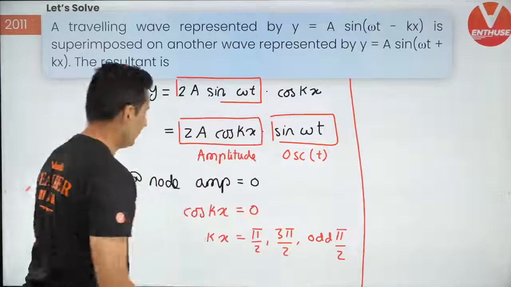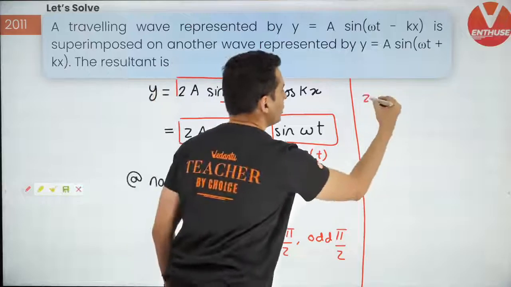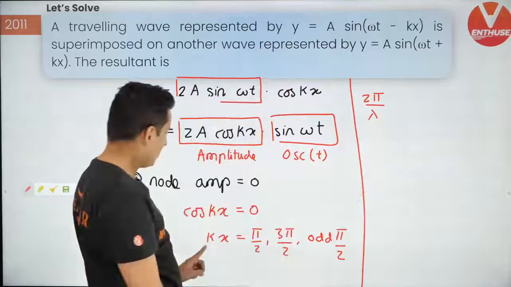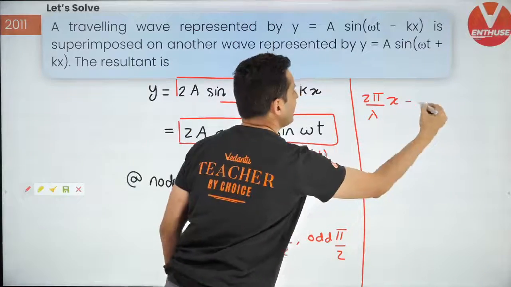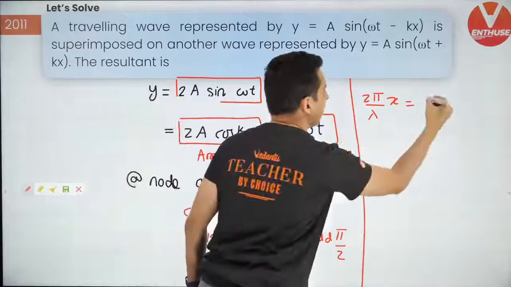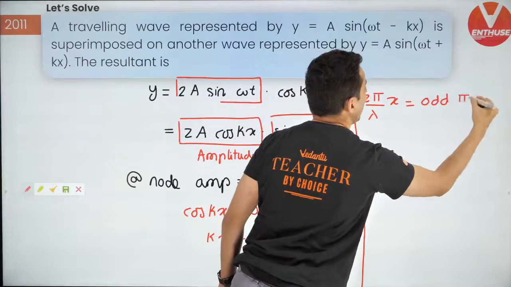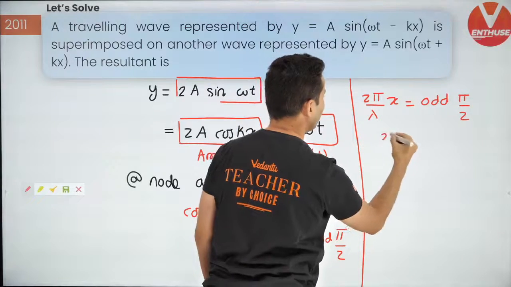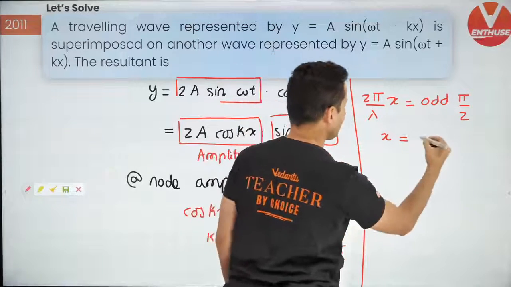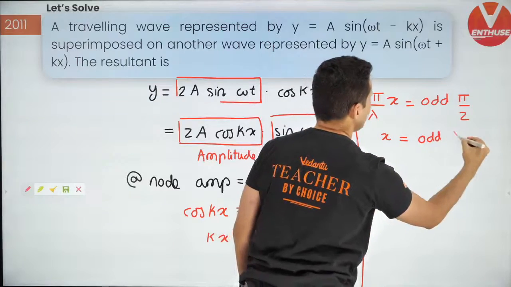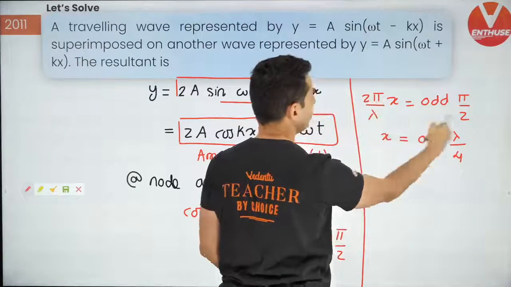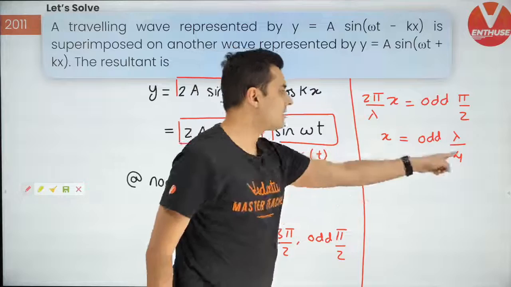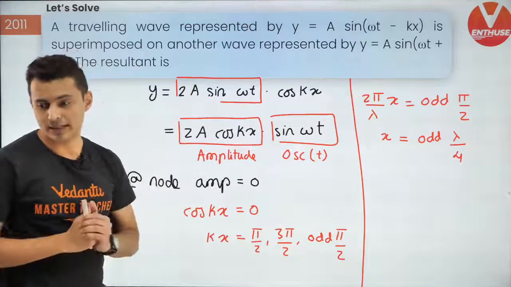Now you can do it further. K is nothing but 2 pi by lambda. K is 2 pi by lambda into x is equal to odd times pi by 2, and therefore pi will go. All right. So you will have x is equal to odd times lambda by 4. 2 into 2 is 4. So odd times lambda by 4, that is what you will get.